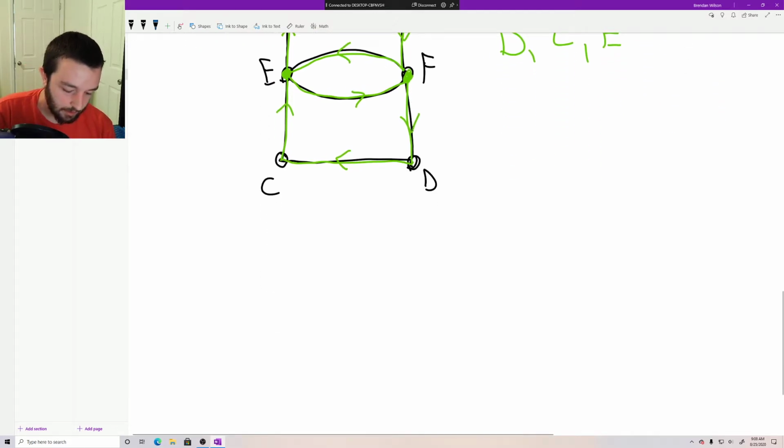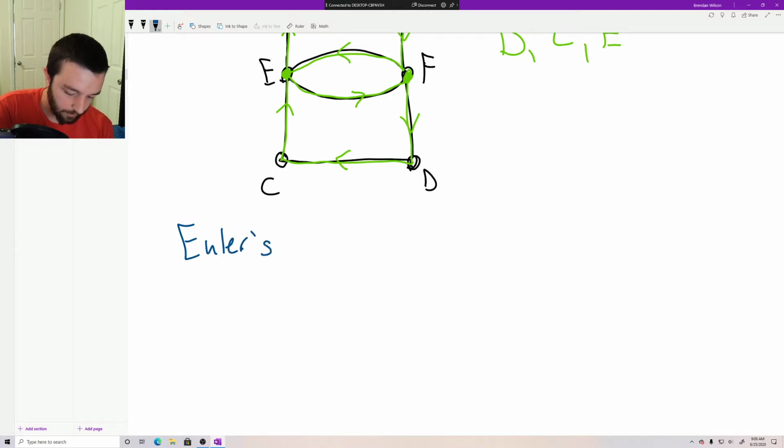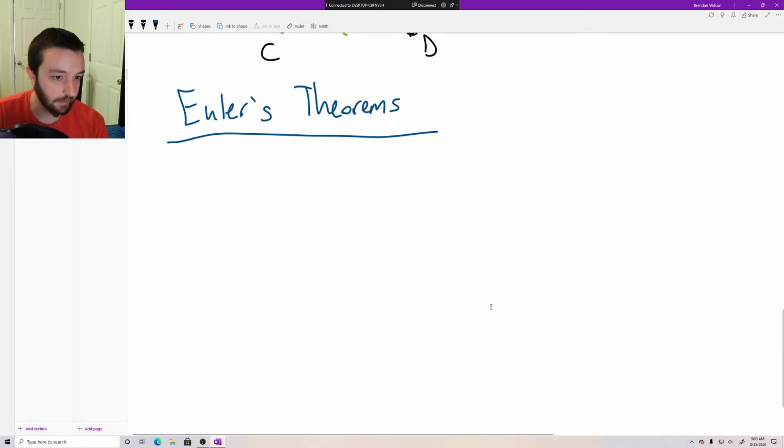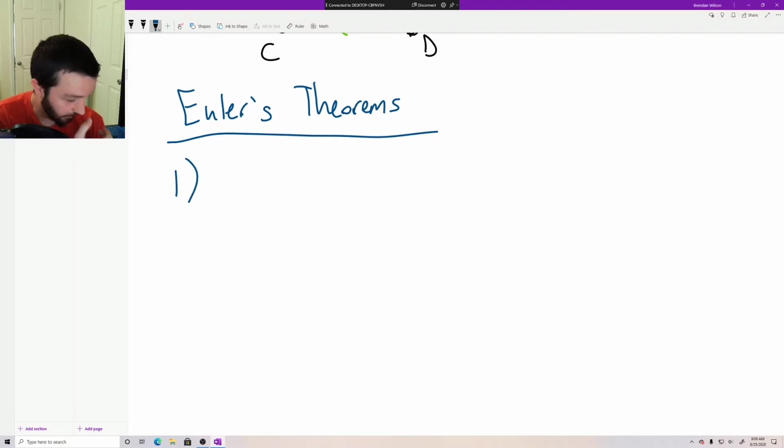So let's look at these theorems here, which are called Euler's theorems. Honestly, I don't know for sure, but I'm going to guess if you Google Euler's theorems, you're going to get a lot of different things coming up because, like I said, he contributed a lot to mathematics. So there's probably a lot of things called Euler's theorems, but I don't know that 100%. So these would probably be called Euler's theorems of graph theory or something like that to specify which ones. So number one, and there are three of them.